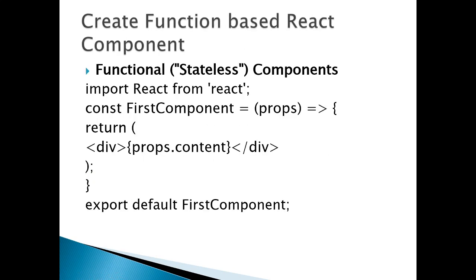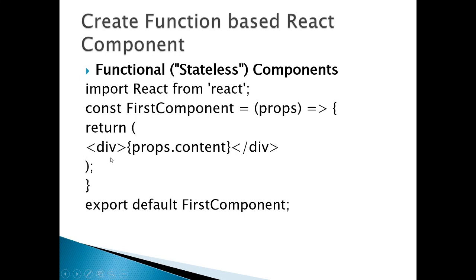So to create a functional component, what we have to write: import React from react. And after importing React, we can use a function just like this. Function name, the props is the keyword which is an object that is sent by the parent, and we need to return some information from this component.